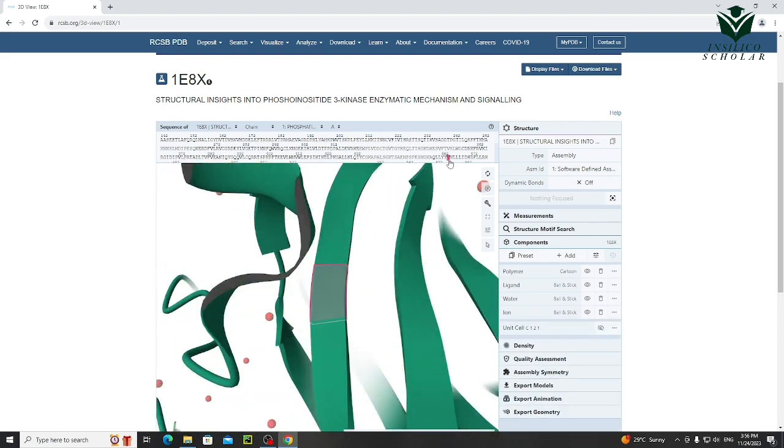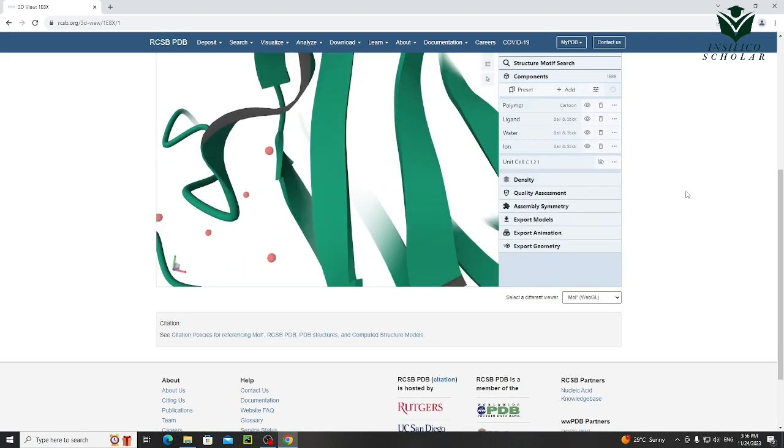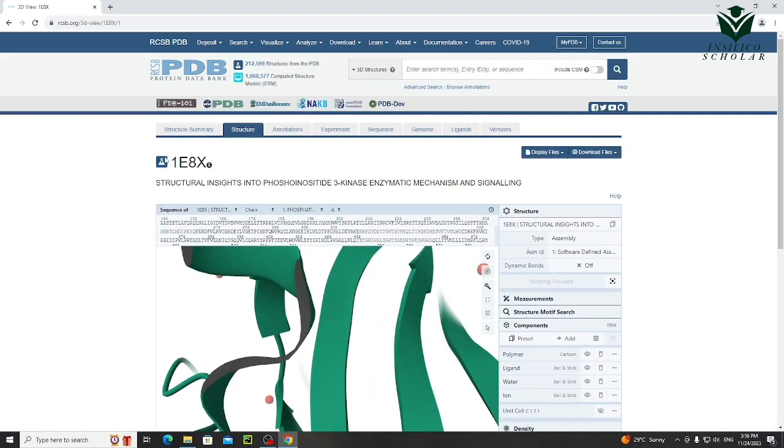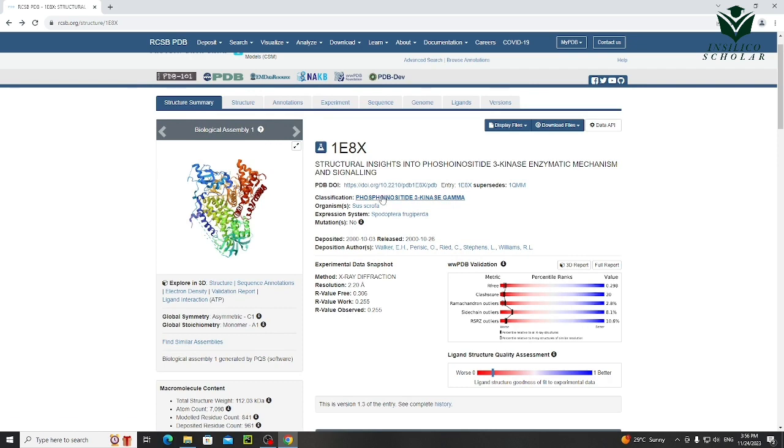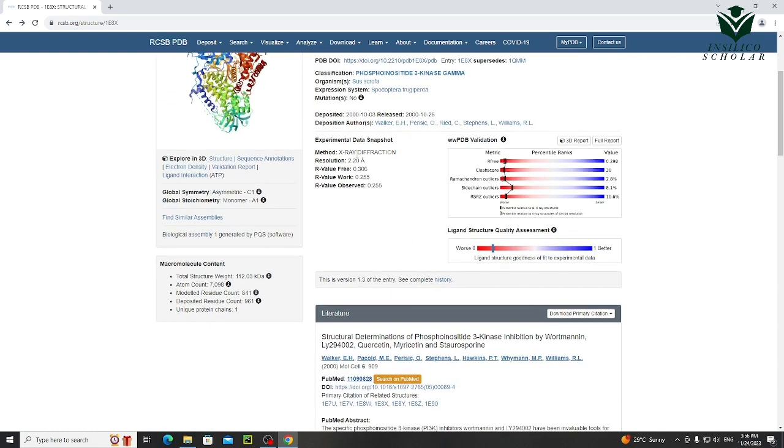We have chosen 1E8X as our example. Each protein structure in the PDB is assigned a unique code like 1E8X, providing detailed information about its structure. Now, here is the magic. The PDB provides detailed 3D structures of proteins. This model helps scientists understand their shapes, functions, and the interaction at the atomic level.